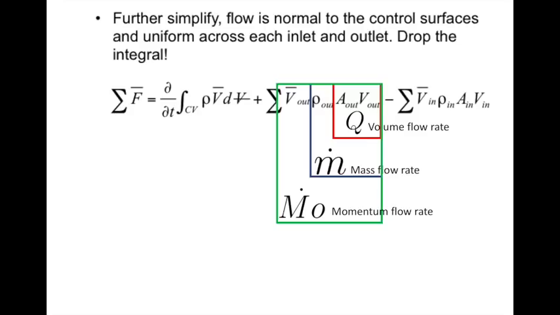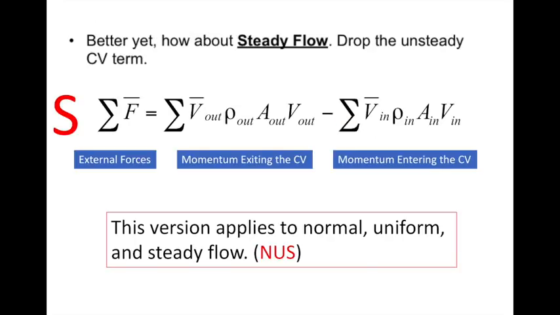So let's keep going through our assumptions. The next one that we might be able to apply for some situations is that of steady flow. When we can assume steady flow, we are able to drop that partial with respect to time. So we're no longer worried about how the momentum that is contained within our control volume is changing with respect to time.